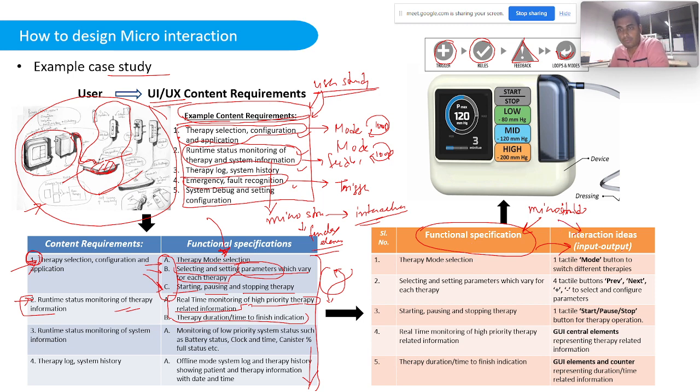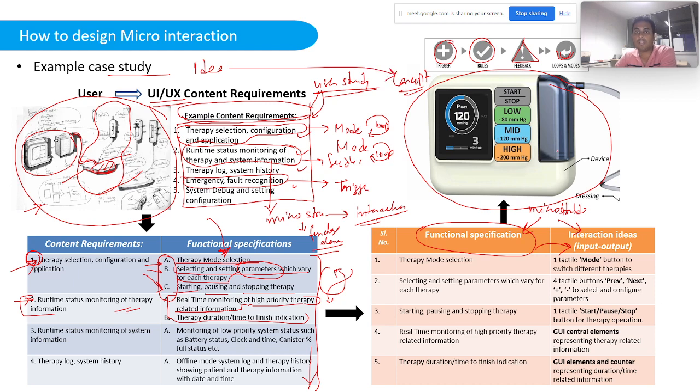This is what we generally do when we try to come up with a more concrete solution, a more concrete idea, which we call a concept. So you have an idea. Now these ideas are converted into a concept. Now a concept involves detailing out these micro interactions. So now therapy mode selection means one tactile mode button to switch between different therapies.